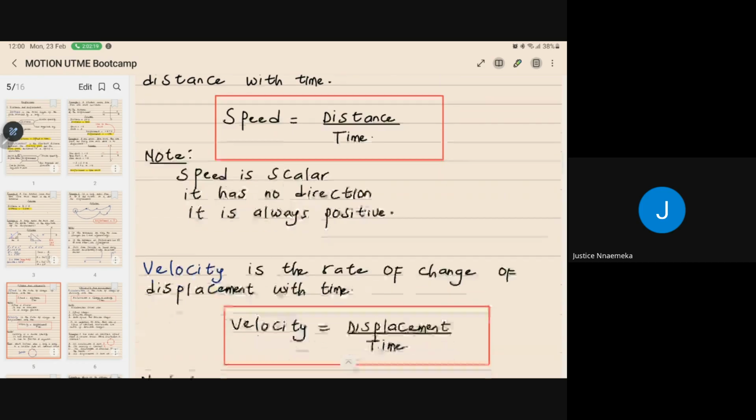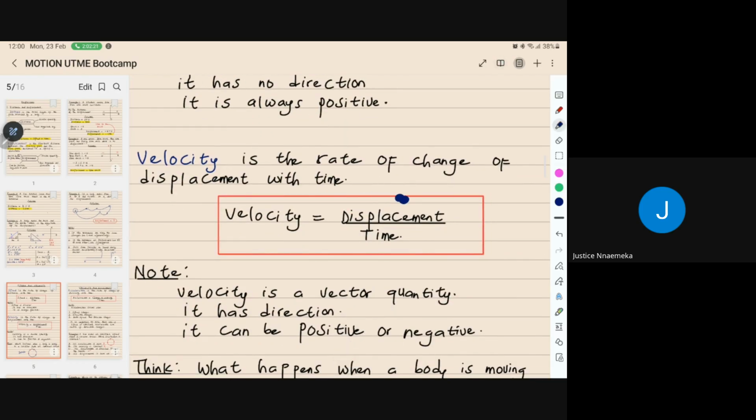And we went ahead to say that velocity is the rate of change of displacement with time. So velocity is a vector quantity and it has direction. It can be positive or negative. So anytime you are changing direction, you are talking about velocity. So once there is a change of direction, there is a change in velocity. No change in direction means that velocity is not changing as well. So velocity is a function of your direction.